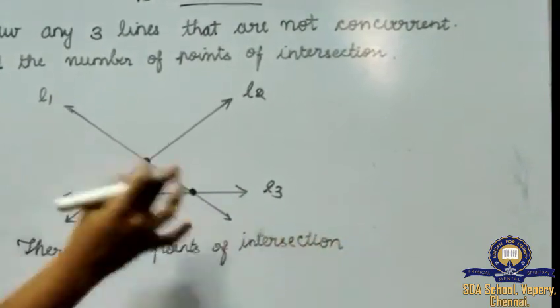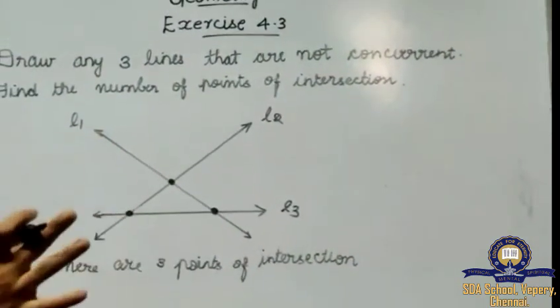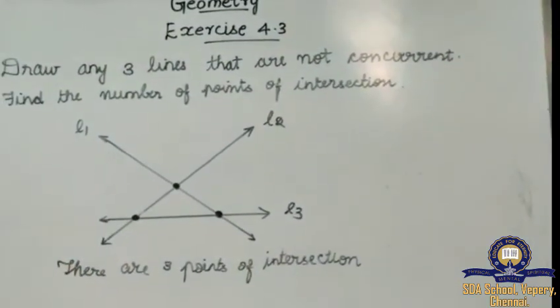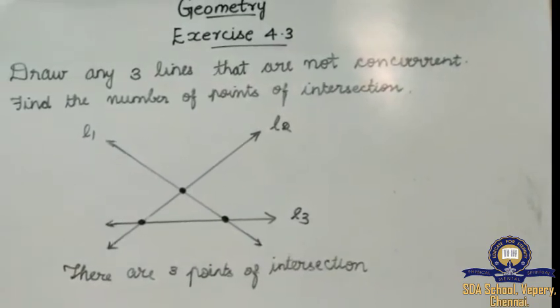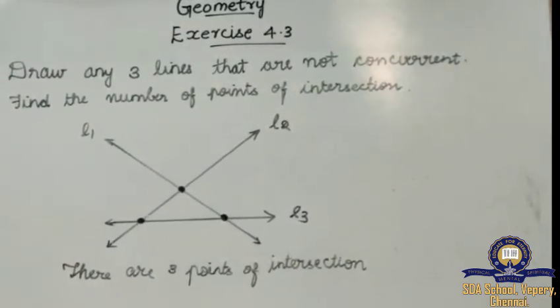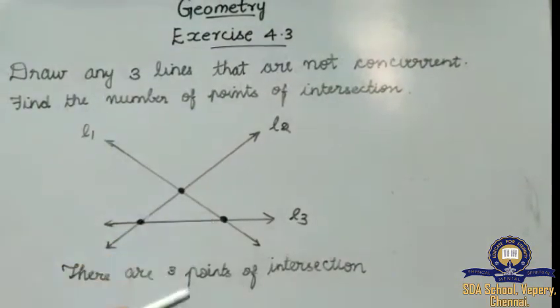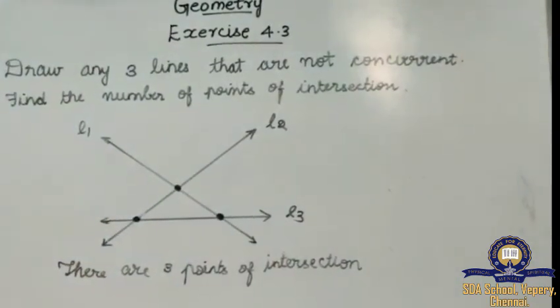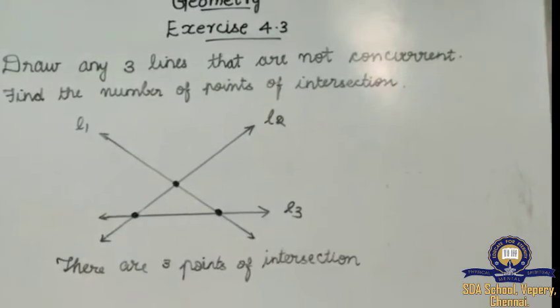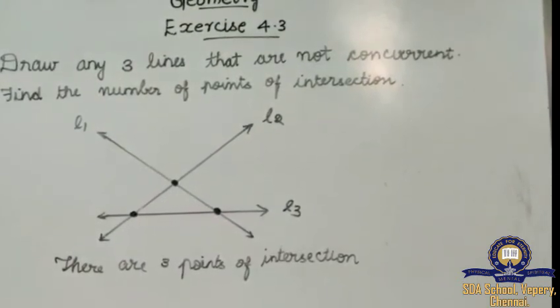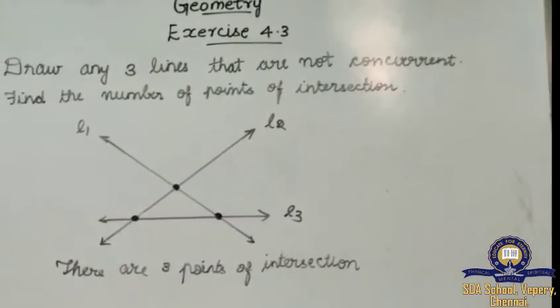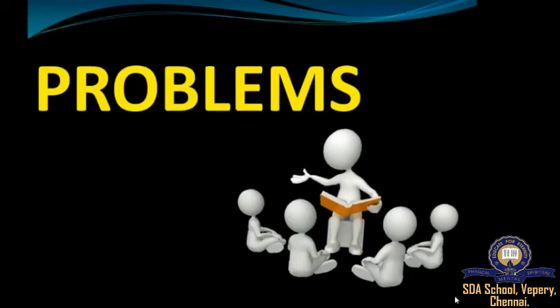Understood, students? It is very clear that all these 3 lines don't have a single common point of intersection, right? So such lines are called non-concurrent lines. There are totally 3 points of intersection in this figure. I hope you have understood the problem, students. That's it for today's class. Kindly copy the sums which I've worked out on the whiteboard into your textbooks.